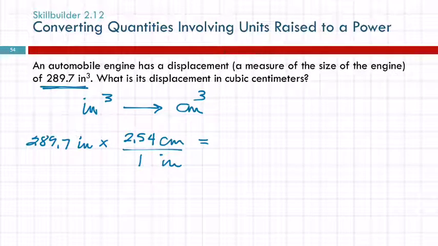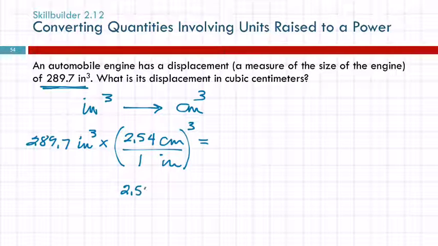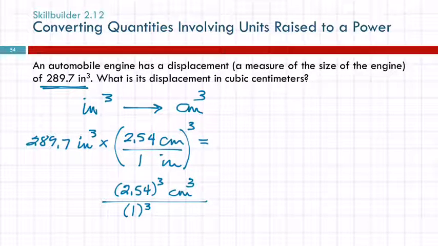Now I need to bring that cube, the exponent 3, back. This is inches cubed. To get inches cubed to cancel, I need to cube this whole thing. I can't cube part of it. I have to cube the whole thing. So that is going to be 2.54 cubed centimeters cubed per 1 cubed inches cubed. Because when you cube it, you cube everything inside. Any questions about that?